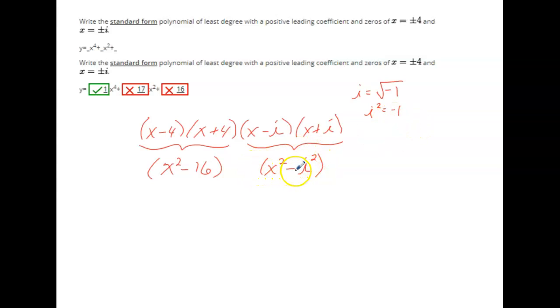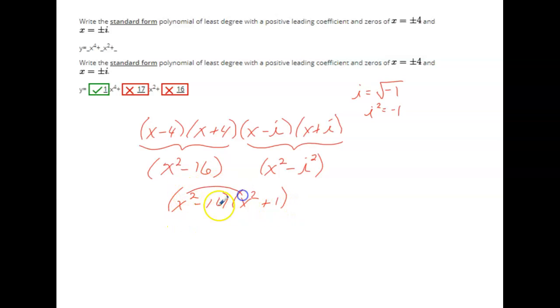And x squared minus a -1 would be x squared plus 1. So this will be x squared minus 16 times the quantity x squared plus 1. Okay, then we have a binomial times a binomial, so we're going to FOIL.